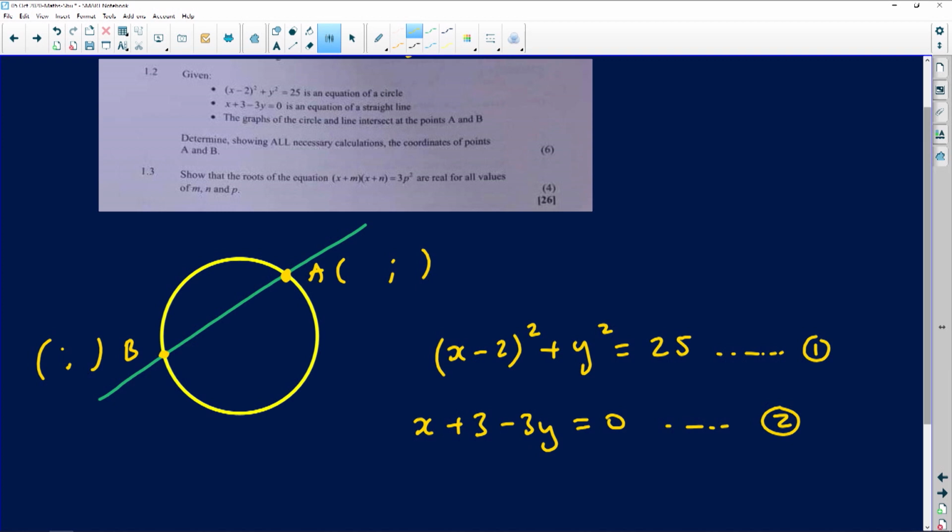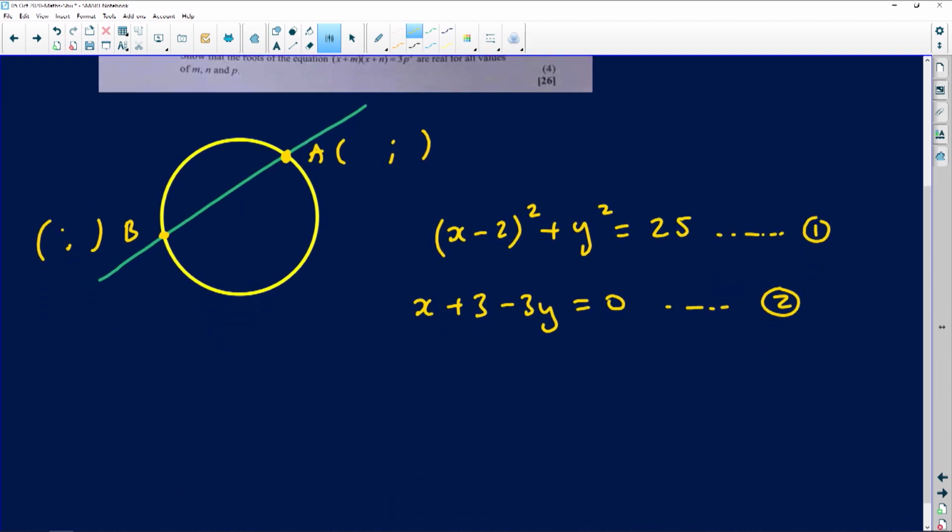So let's try to make something the subject of the formula in equation 2. You take 3y to the other side. You've got x plus 3 is 3y. When you add 3, or rather divide every term on both sides of the equation by 3, you're going to get a third of x plus 1 is y. And this can be called equation 3.